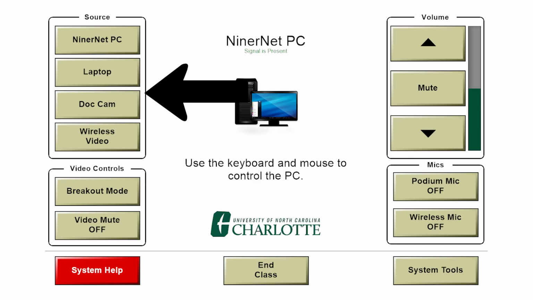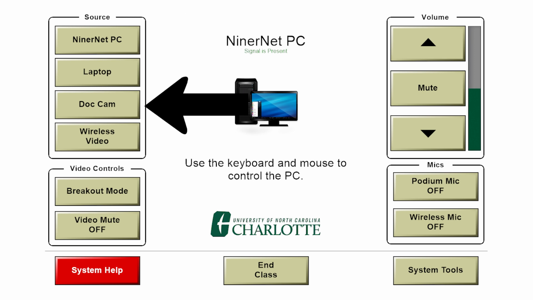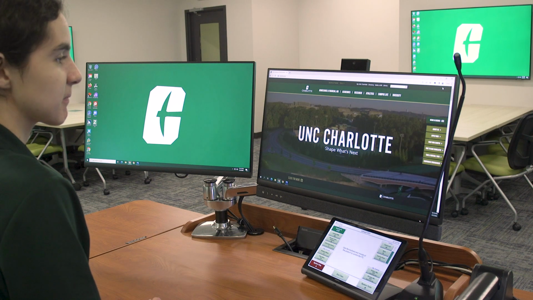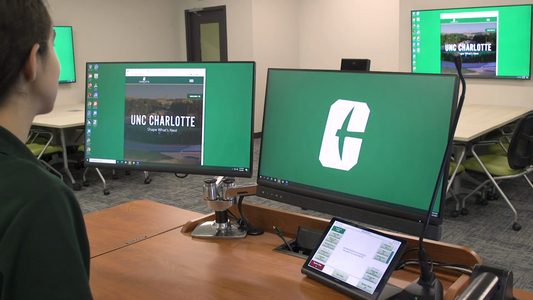On your control panel, you will see a list of sources on the left side of the screen. These sources are your options for what is going to be shown on your podium monitor and the displays. Your options are Ninonet PC, laptop, and document camera. Ninonet PC is the computer on the podium. If you click this button, the displays will show what is on this PC.